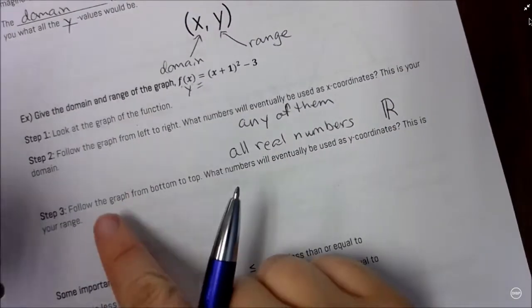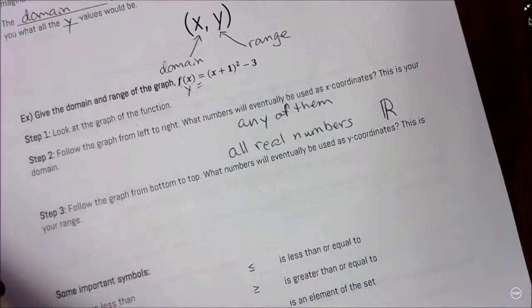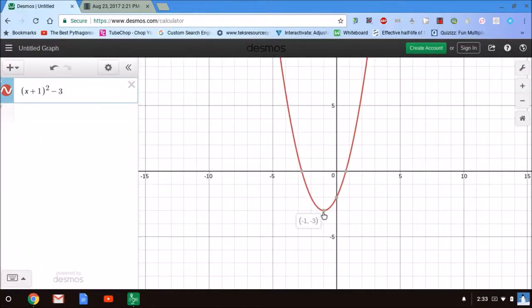And so let's look at the range. So follow the graph from bottom to top. All right, here's the bottom of my graph. Now, I don't care about the first number anymore. I'm looking at the second number, the y value. So right now my y value is -3. If I try to go below that, does this graph exist? Does this parabola exist anymore below -3?